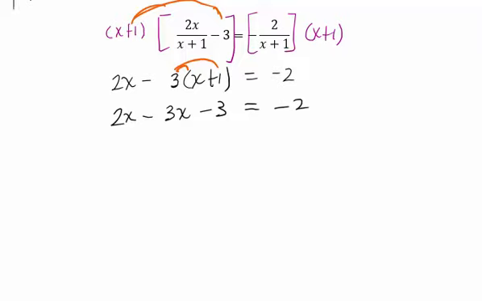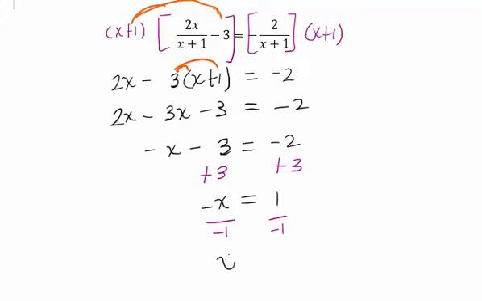And then combine like terms. 2x minus 3x is -1x, or -x, minus 3 is equal to -2. Add 3 to both sides, and that gives us -x is equal to 1. And lastly, divide both sides by -1. So x equals 1 divided by -1, which is -1.